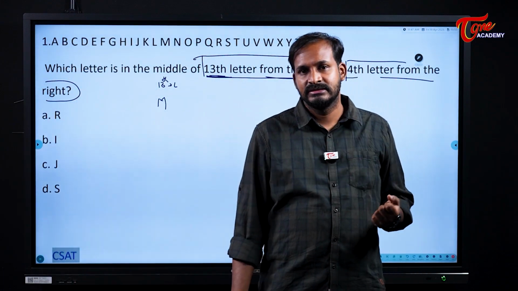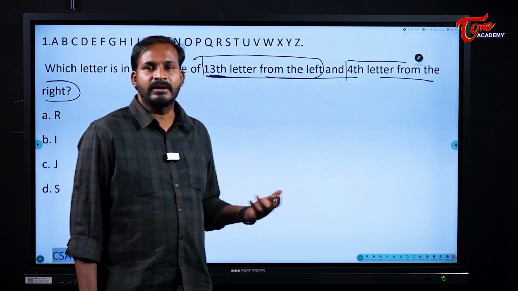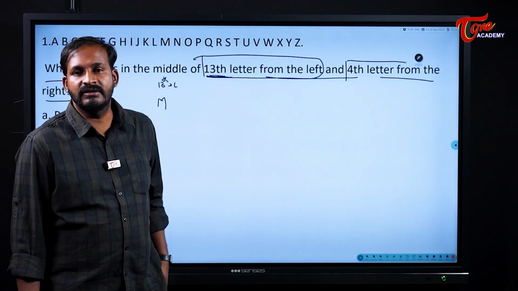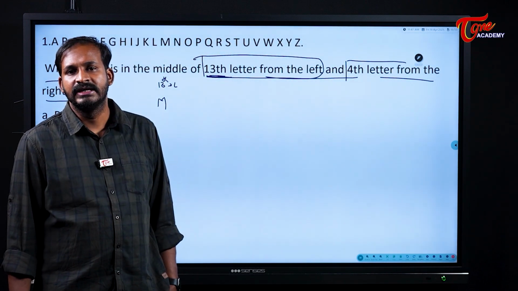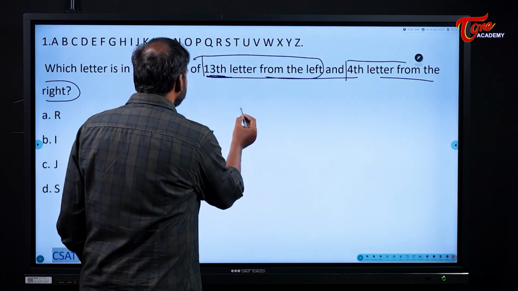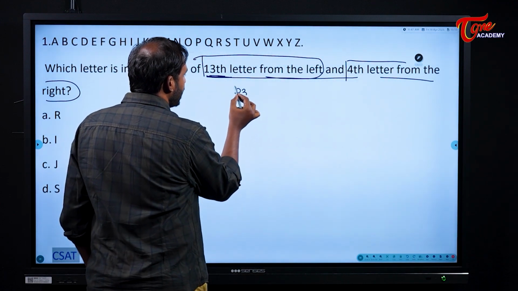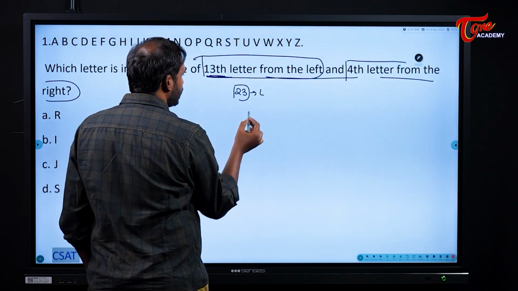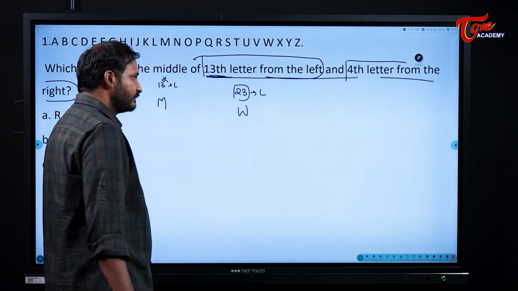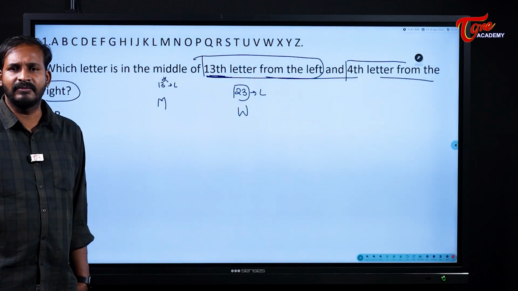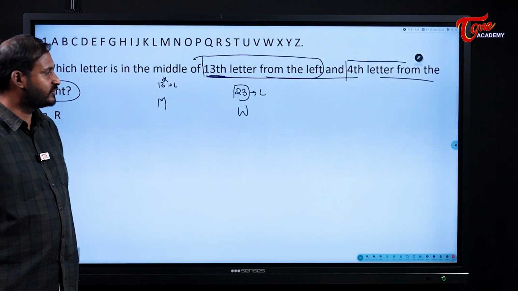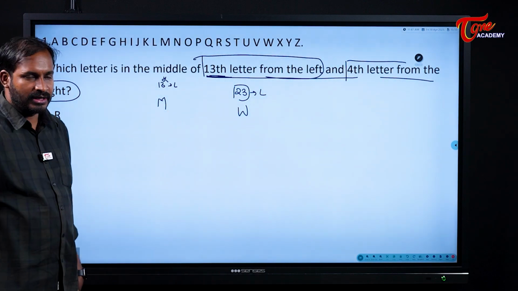27 minus 4, 4th from right. So 27 minus 4, what does it become? 23. So what is the 23rd alphabet? I took both from the left only. W. Understood, students? I hope you understood.